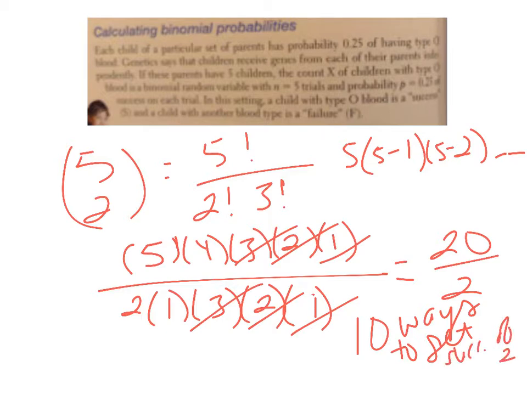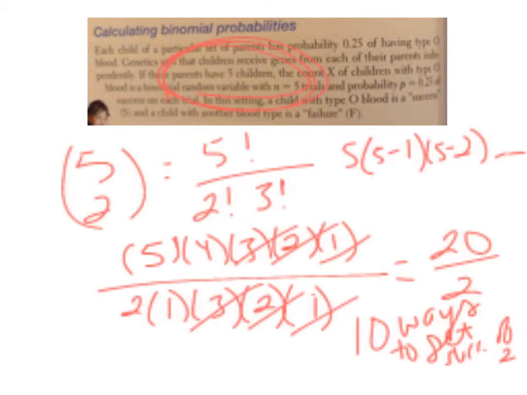So there are 10 different ways to rearrange these 5 children so that 2 of them have type O blood. The first and the second, the first and the third, the first and the fourth, the first and the fifth, the second and third, second and fourth, second and fifth, third and fourth, third and fifth, fourth and fifth. That should have been 10 successes there. But it keeps you from having to write that out and figure that out. It makes sure that you're going to have the right number of successes.